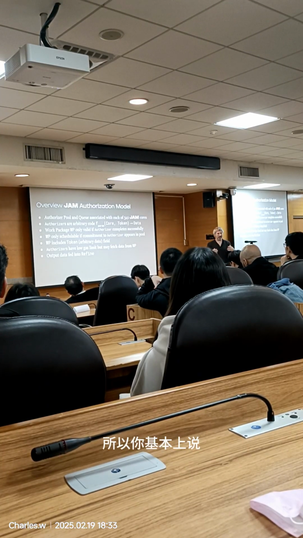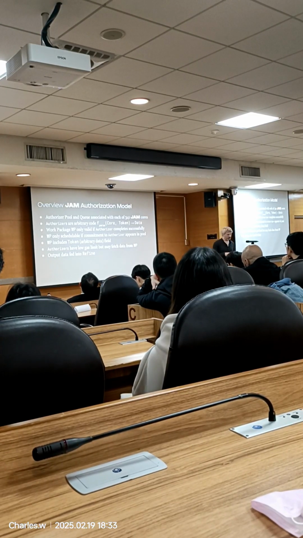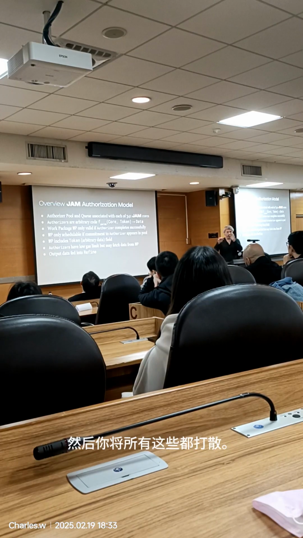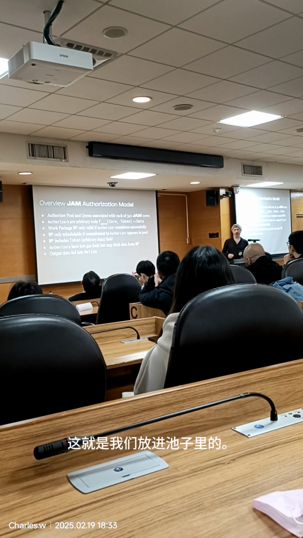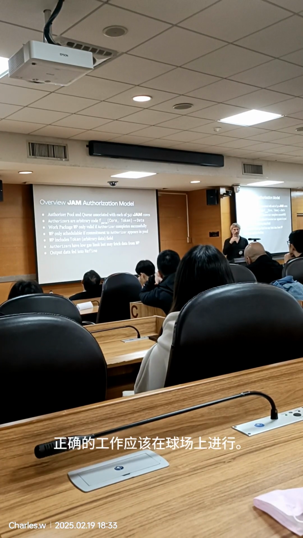So you basically say, I want this function to be the thing that authorizes the work that I want done, and it should be parameterized in this way, and then you hash all of that, and that's what you put in the pool. That's how JAM knows how to recognize the right work to be doing on the pool.